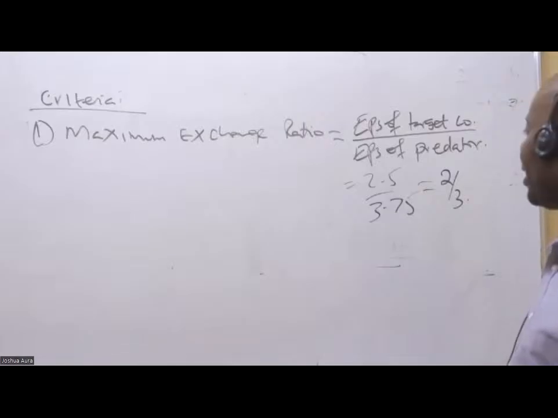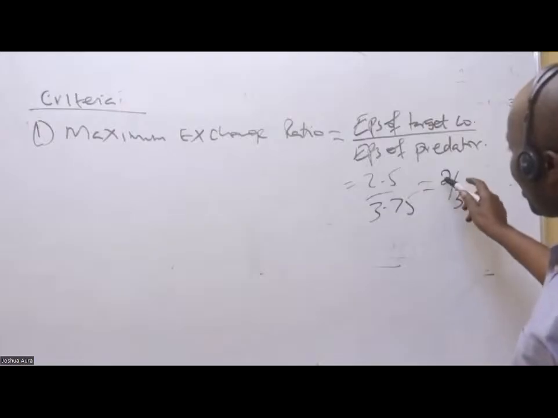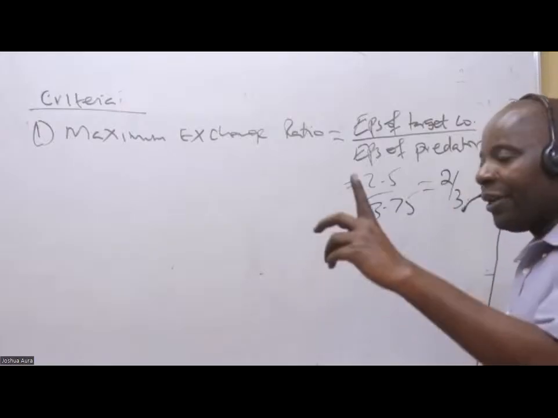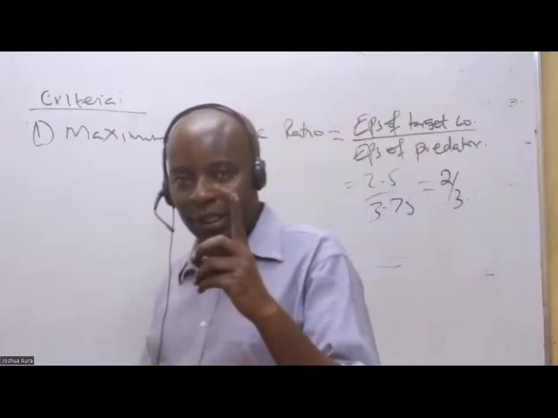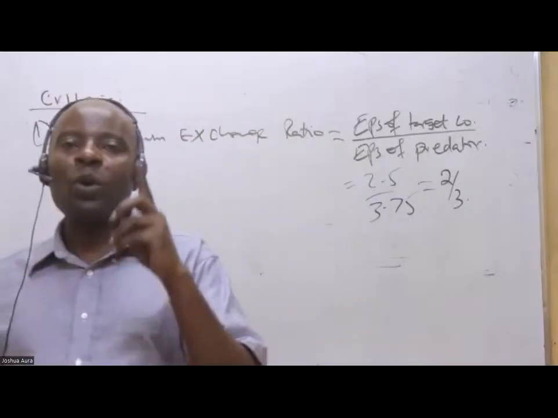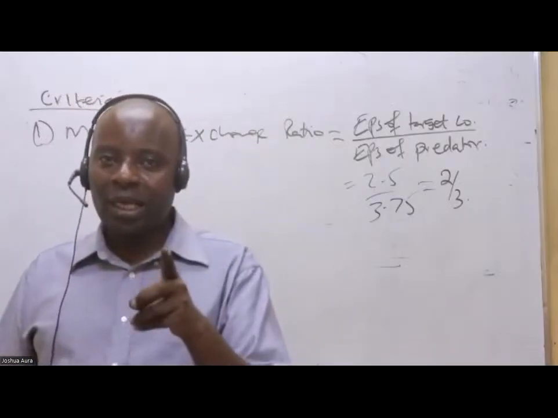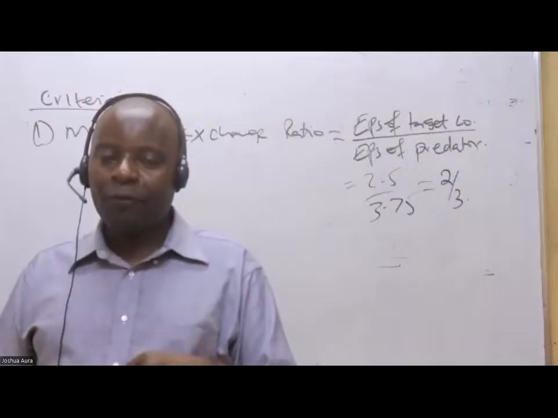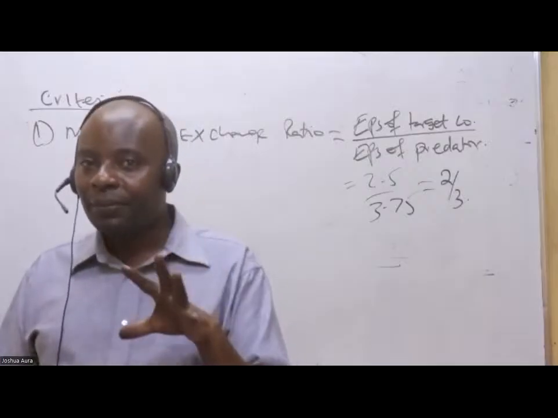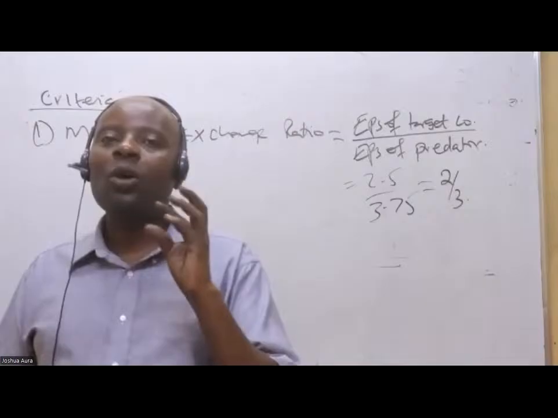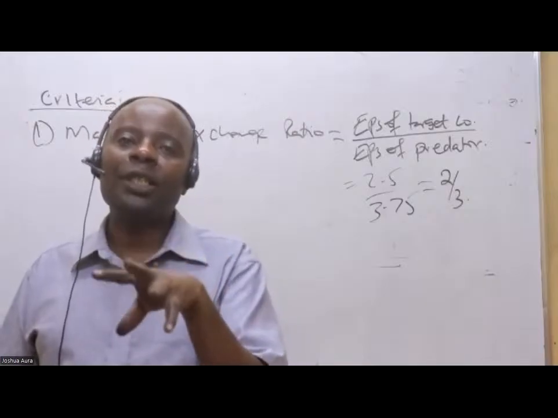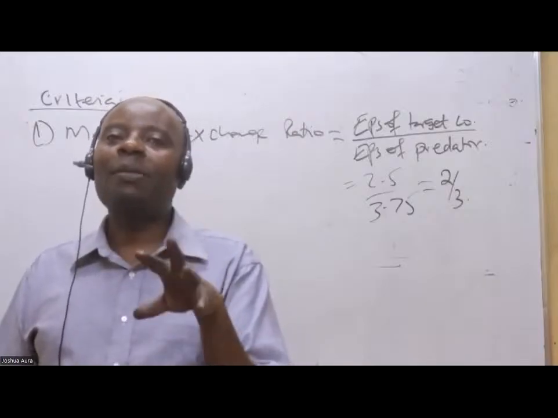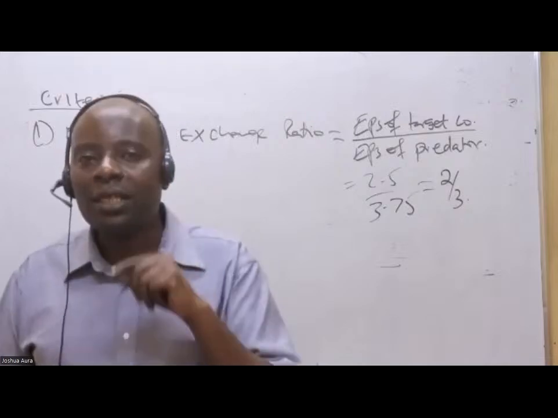So in this case here, the maximum exchange ratio is 2 over 3. These are very important criteria. I will give 2 shares as the predator company for how many shares here? For 3. I can't allow to give them like 4 shares for 3. No. So the maximum there is 2 over 3.